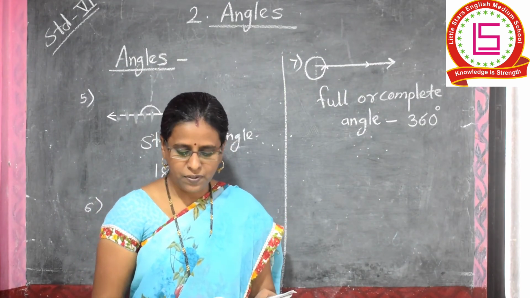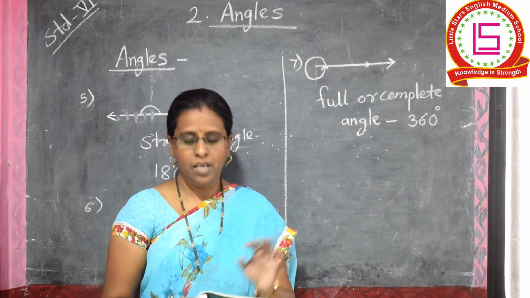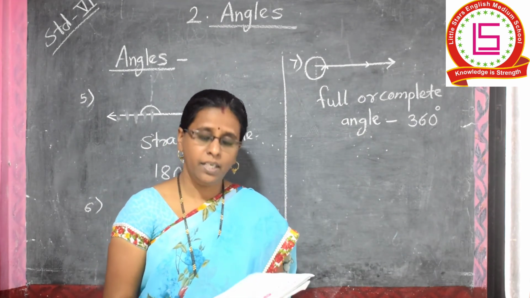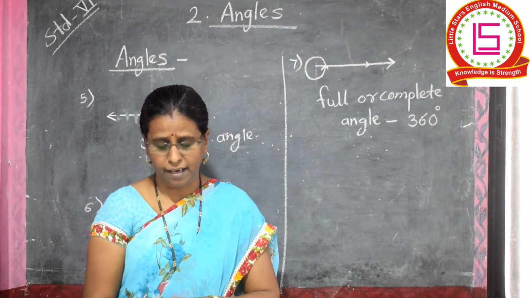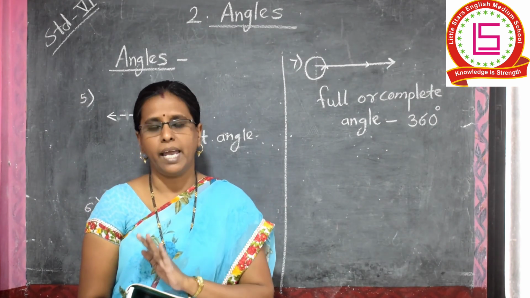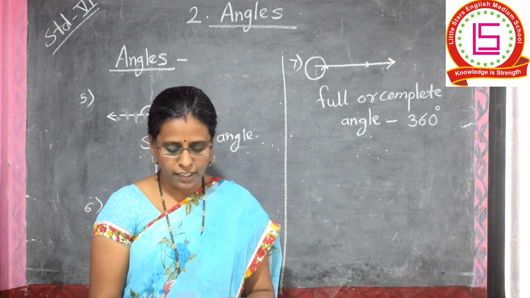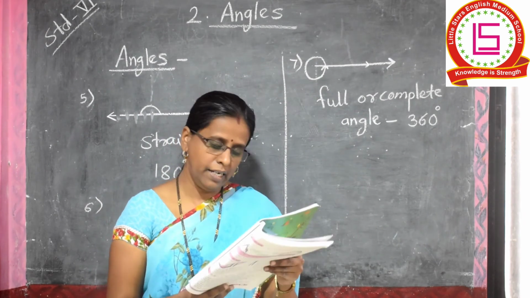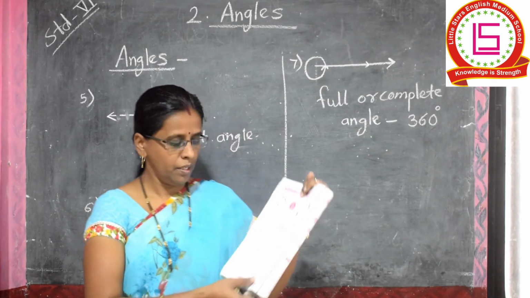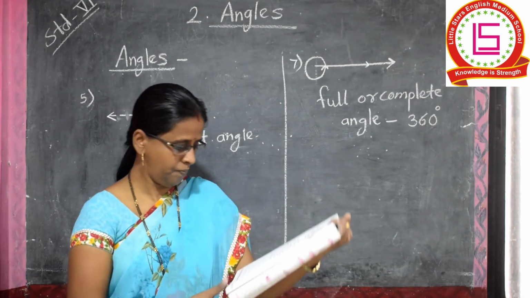The measure of some angles are given below. Write the type of each angle. See, learn this, read these angle measures and write the names of the angles. And the third question, look at the figures below and write the type of each angle. See here some angles are given and you have to write the names of these angles.